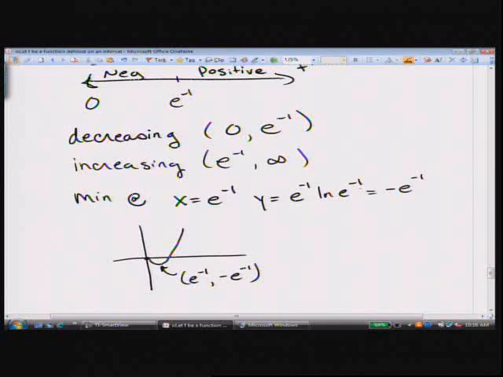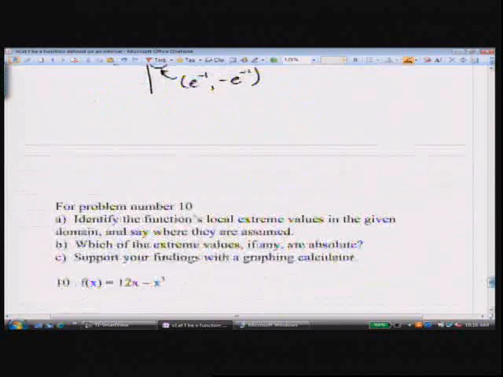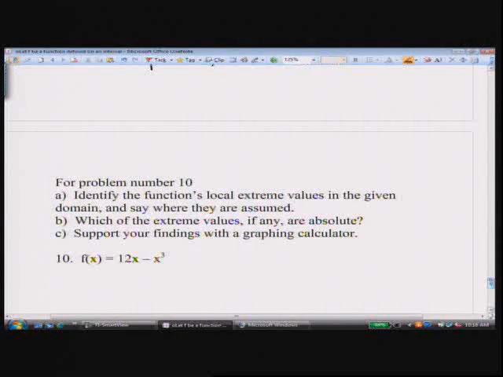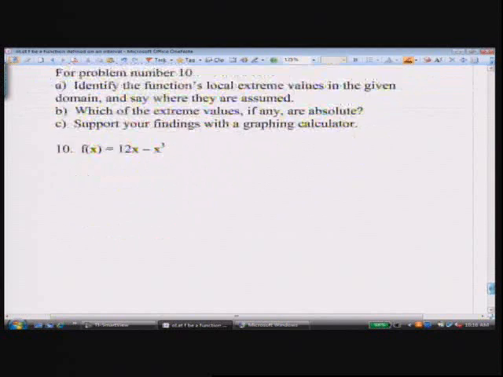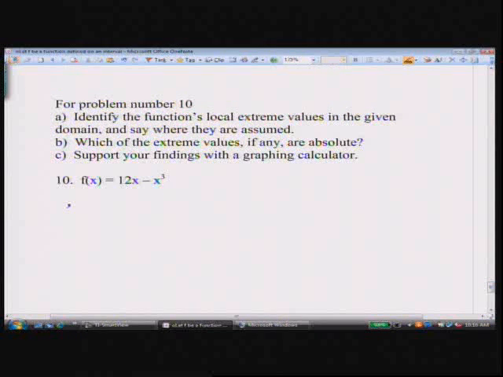Okay. And the last problem says, identify the function's local extrema values in the given domain and say where they are assumed. Which of the extreme values, if any, are absolute? So it's just still more of the same. This is an easy one. Okay, we can do this. What's the derivative?